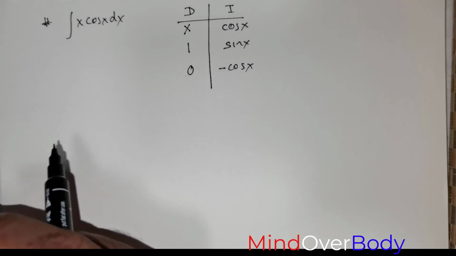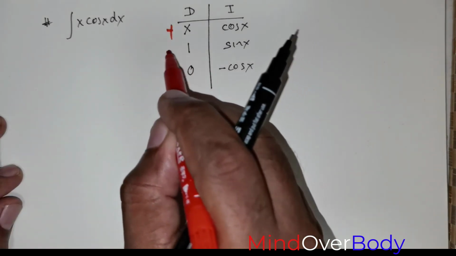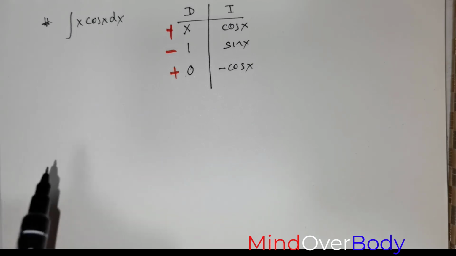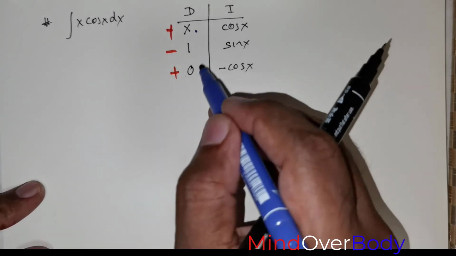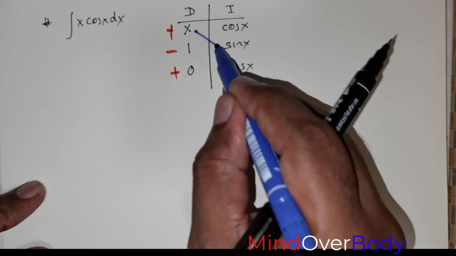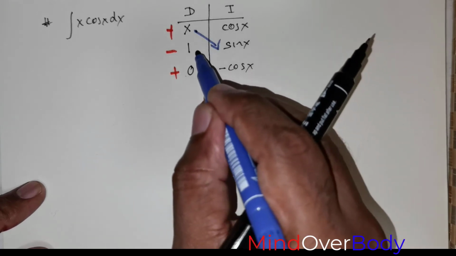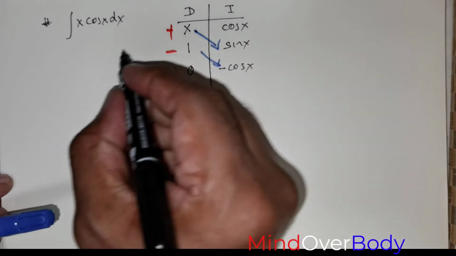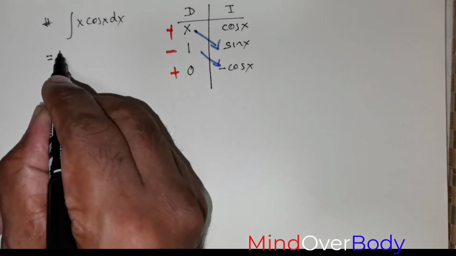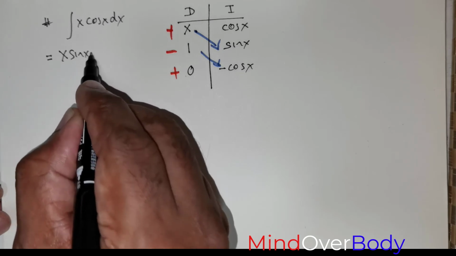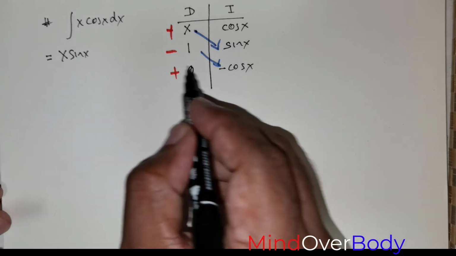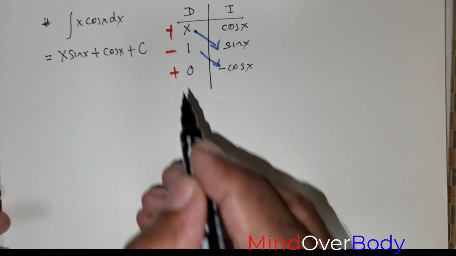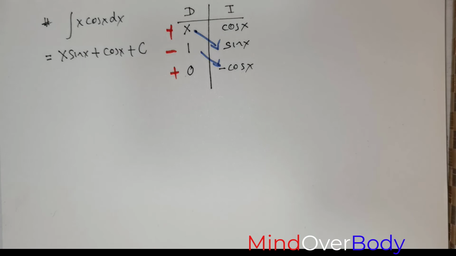So the signs would be positive, negative and positive. The mapping would be, I would start with x going to sin x, negative 1 going to negative cos x. So the solution for this is going to be x times sin x, negative times negative is positive, 1 times cos x will give me cos x, plus arbitrary constant. So this is what we have got.